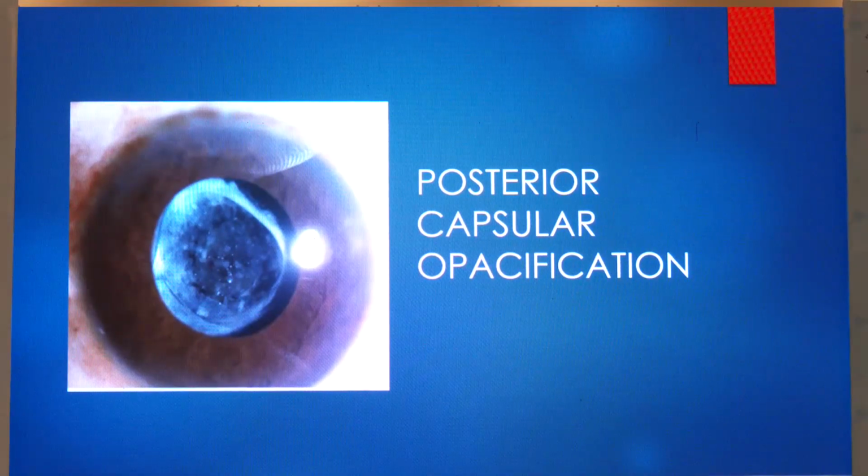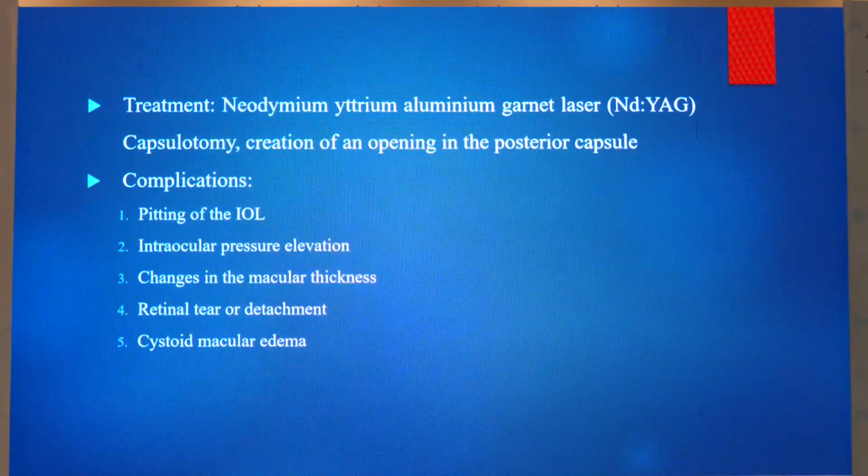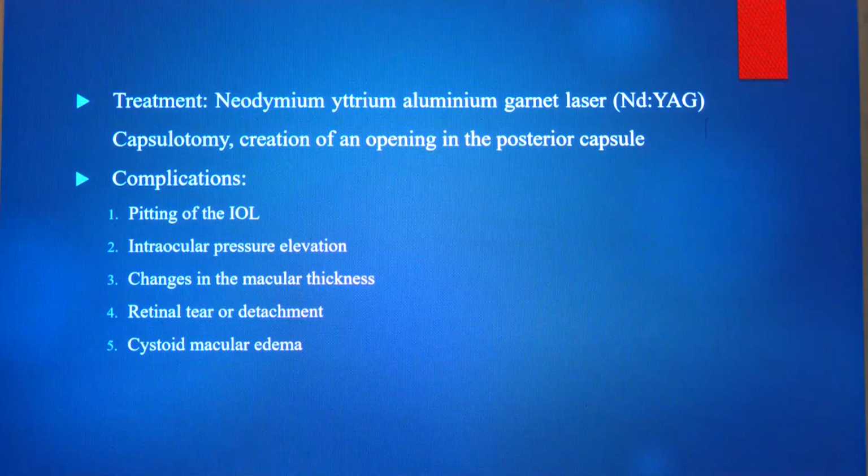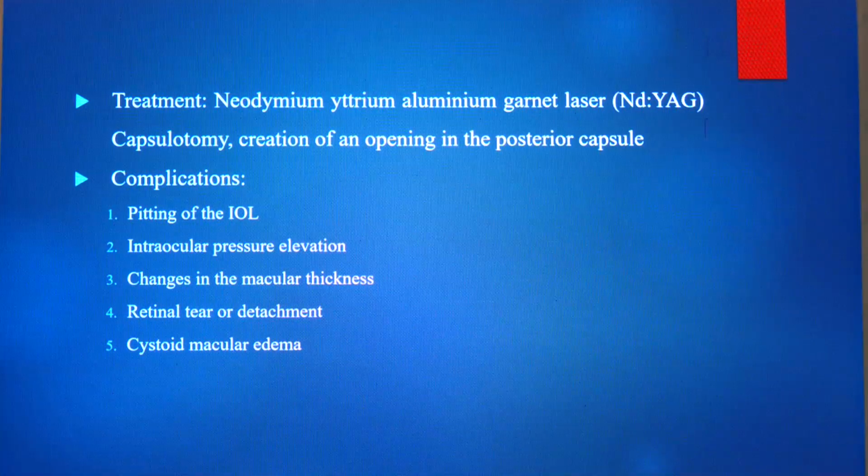This is a picture showing posterior capsular opacification. The treatment of PCO is Nd:YAG laser capsulotomy, that is neodymium yttrium aluminium garnet laser capsulotomy. It is the creation of an opening in the posterior capsule. The complications following the procedure involve pitting of the IOL, intraocular pressure elevation, changes in the macular thickness, retinal tear or detachment, and cystoid macular edema.